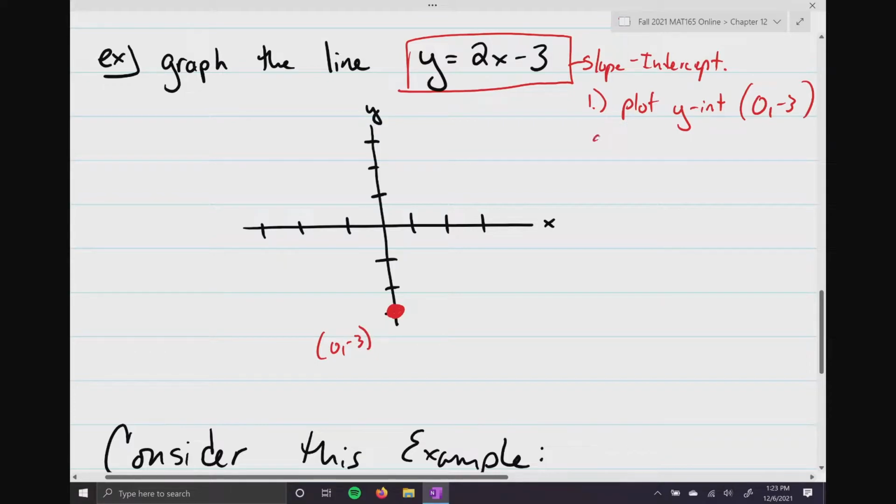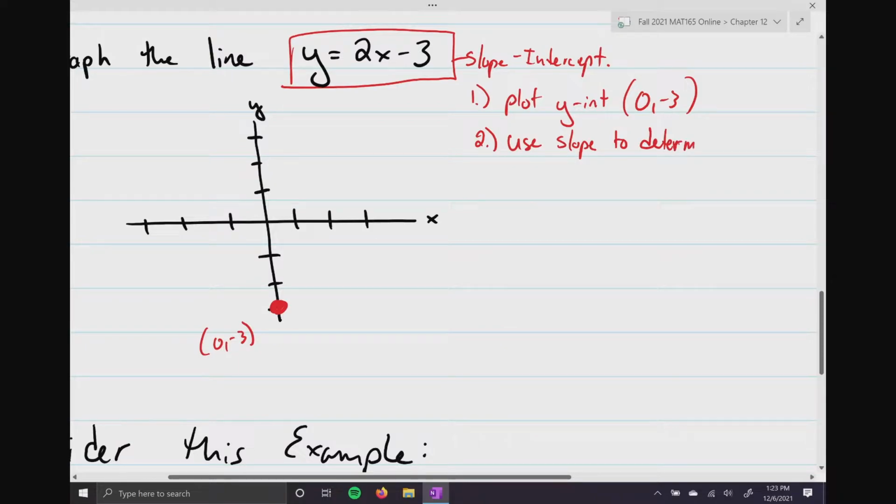And then step 2 is we use the slope to determine the next point. So since my slope is 2 over 1, I know I'm going to go up 2 units. So 1, 2 units, and then to the right 1 unit, which is right here. And I just connect the dots. Okay? And that's how I graph my line very quickly.